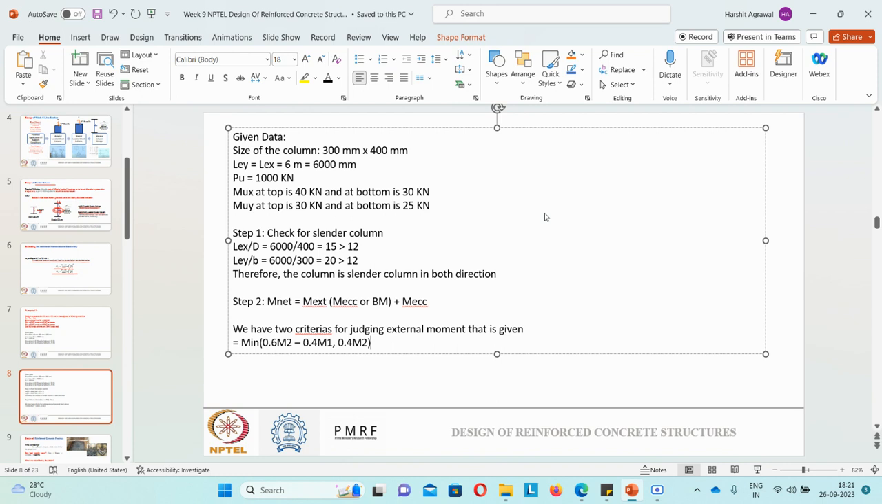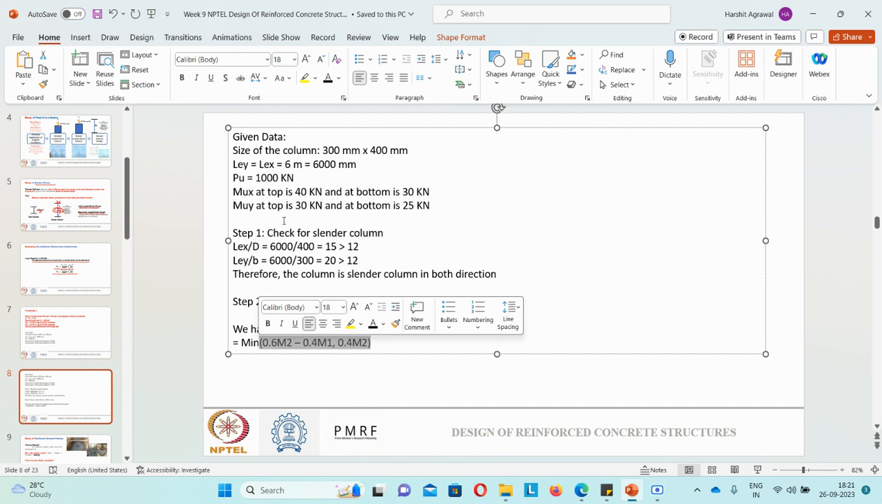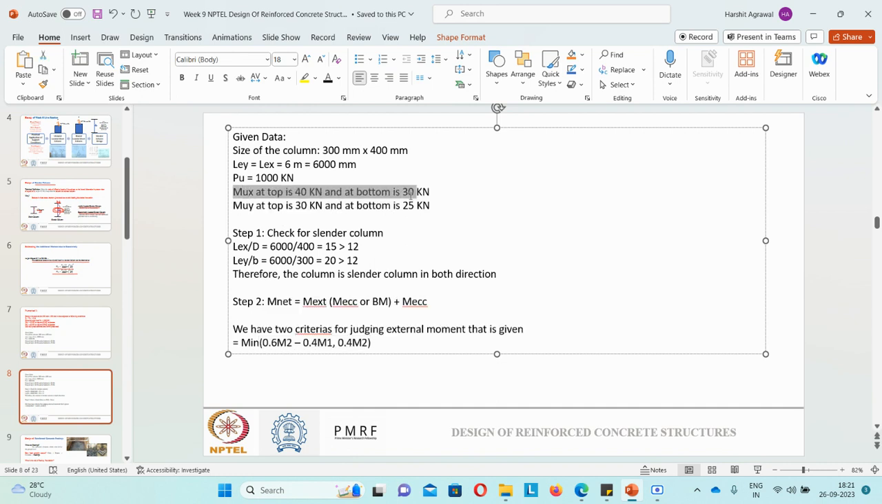Either of these values we need to take as the net effect of the external moment. So what are these external moments? One is acting at the top and one is acting at the bottom, so we need to take the net effect of these moments using these two equations. The minimum of these we consider as the net moment acting along a particular direction. We'll see later on how eccentricity is also taken into account. So first let's calculate this.